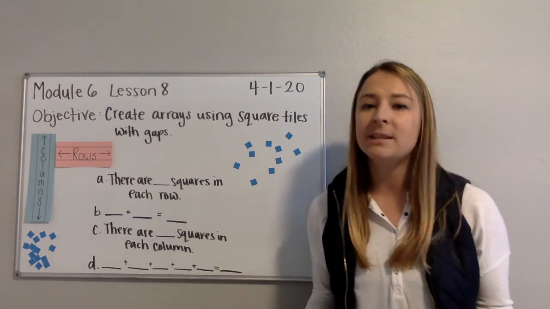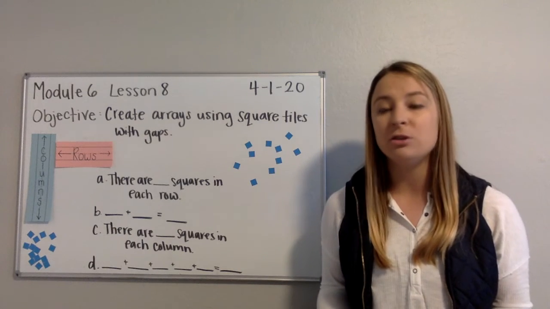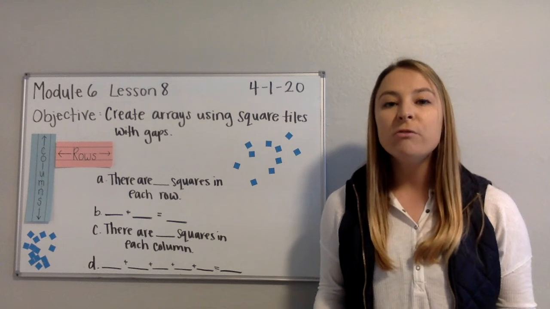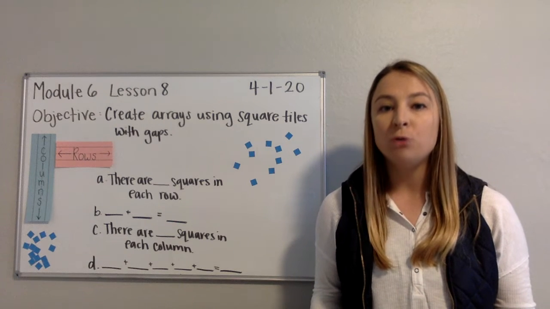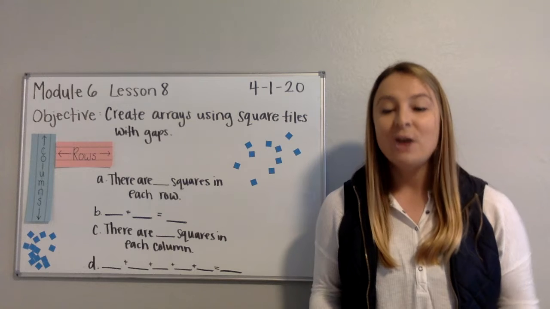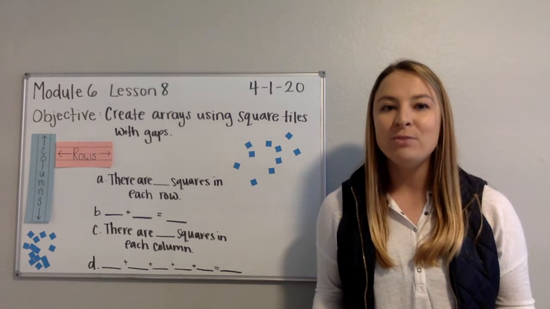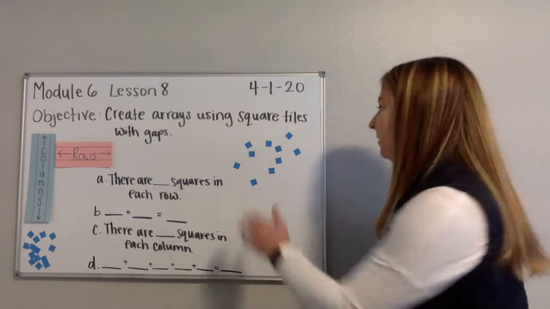My 10 are all mixed up right now. They're not in an array. There's no rows or columns. I'm going to move them to make an array that shows 2 rows of 5. So if you're working along with me, go ahead and move yours to show 2 rows of 5.